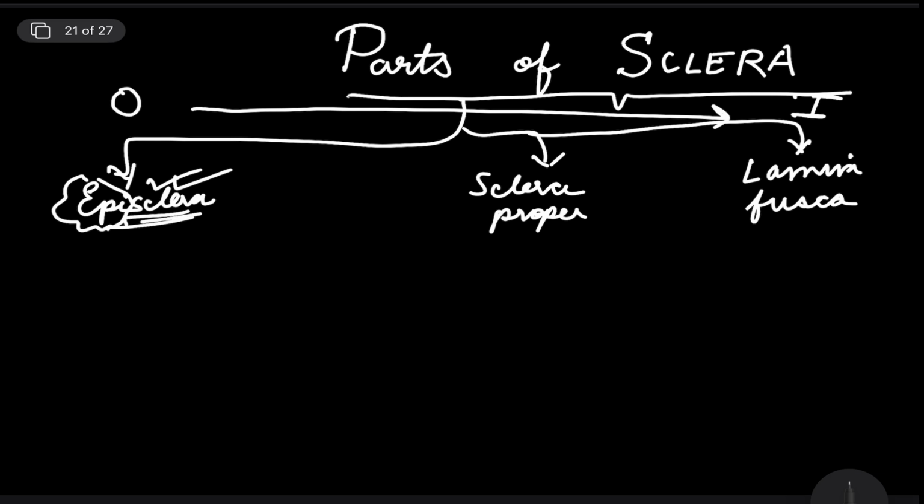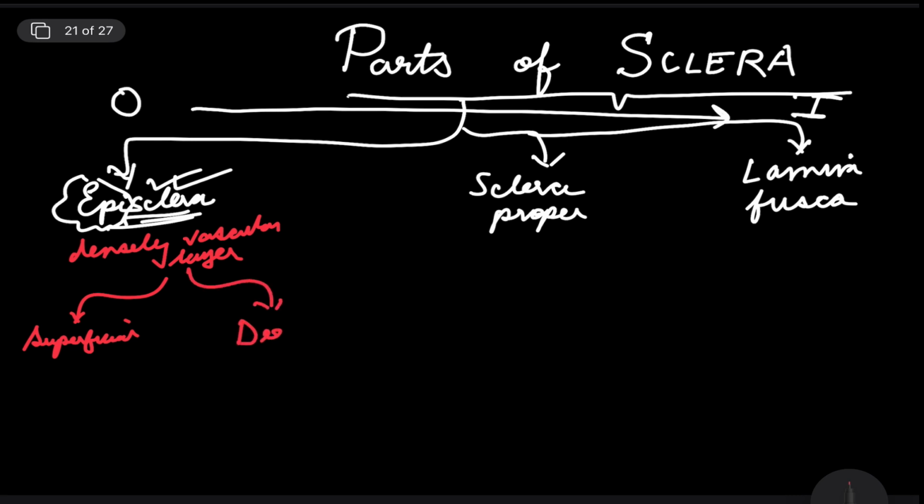That layer of the sclera which supports the blood vessels within the sclera is the episclera. So it is the densely vascular layer of sclera. Now, the blood vessels in the episclera are laid down in 2 plexuses, 2 layers. What are they? A superficial blood vessel layer and a deeper blood vessel layer. So there are 2 layers to the blood vessels present in the episclera.